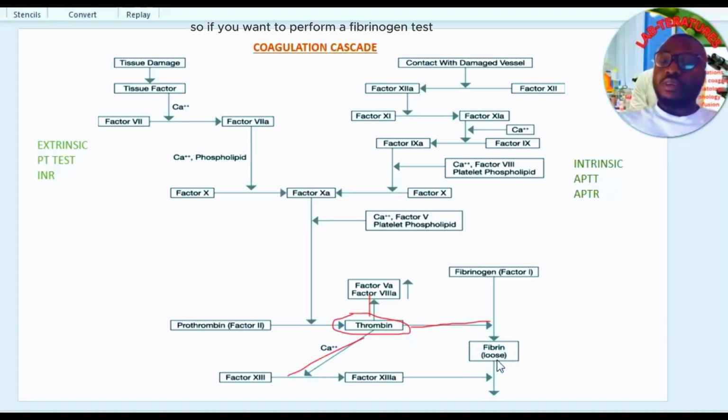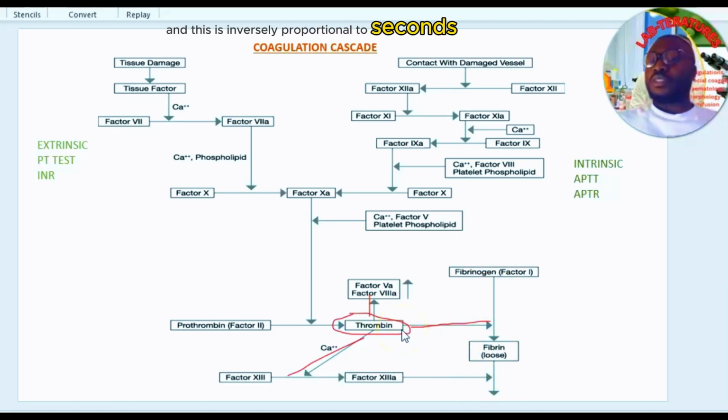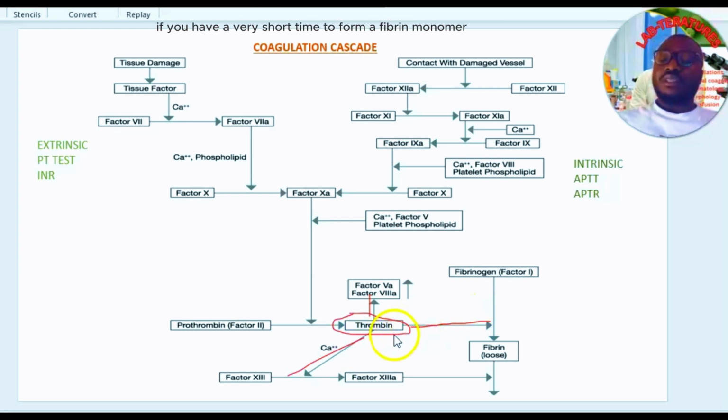So if you want to perform a fibrinogen test, the reagent for fibrinogen contains an abundance of thrombin, and it is there to convert the fibrinogen present within the patient plasma into fibrin. And this is inversely proportional to seconds. If you have a very short time to form a fibrin monomer, it means that we've got abundant fibrinogen in there. But the longer it takes to form a fibrin monomer, it means a very small amount of fibrinogen is present within the patient plasma.